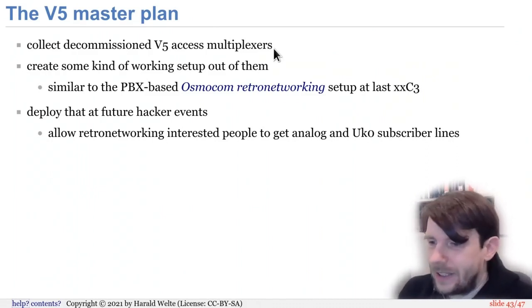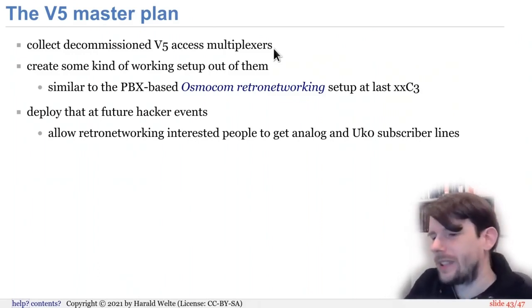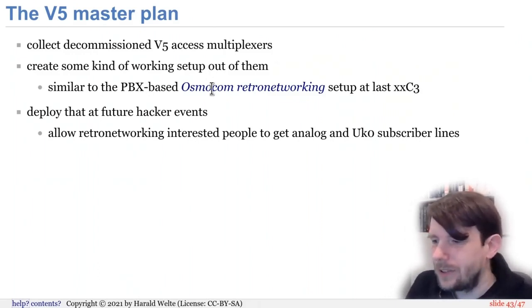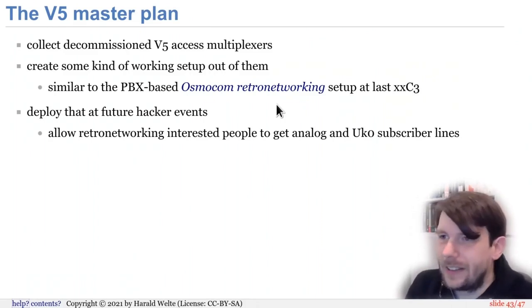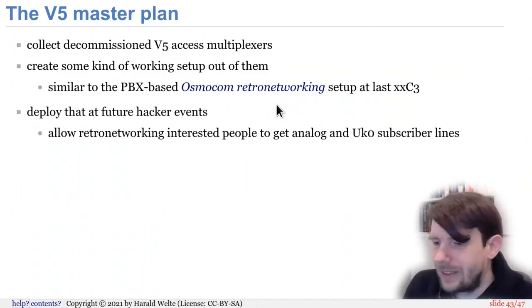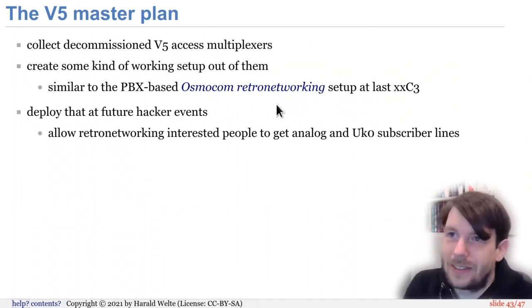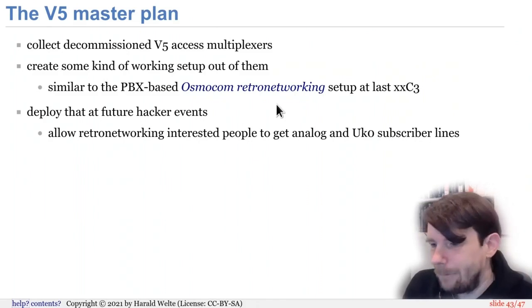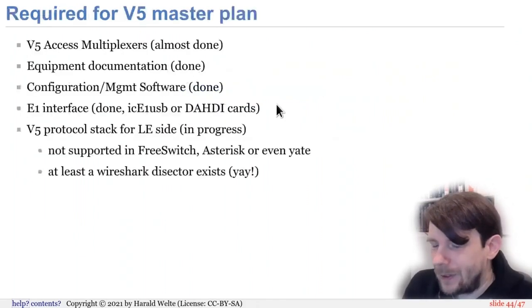And the idea is then to create a working setup out of them, similar to what I did with PBXs for the Osmocom Retronetworking setup at the last CCC Congress, the last physical on-site Congress, and deploy that at future hacker events to allow people that are interested in retronetworking to get analog and ISDN subscriber lines, but also to, of course, be able to show such equipment and how it works and how it's being deployed to interested people. So what do we need for that?